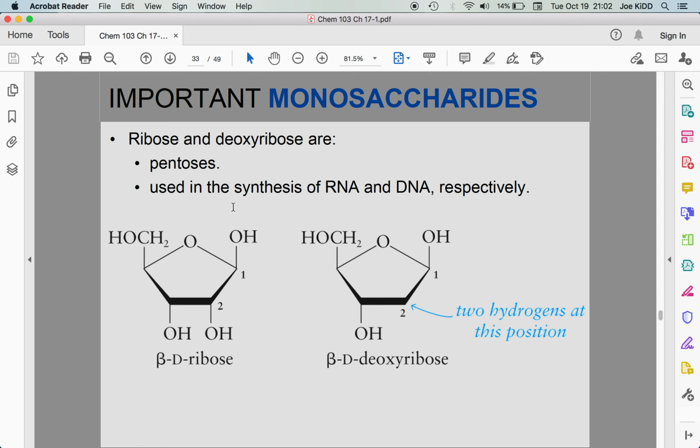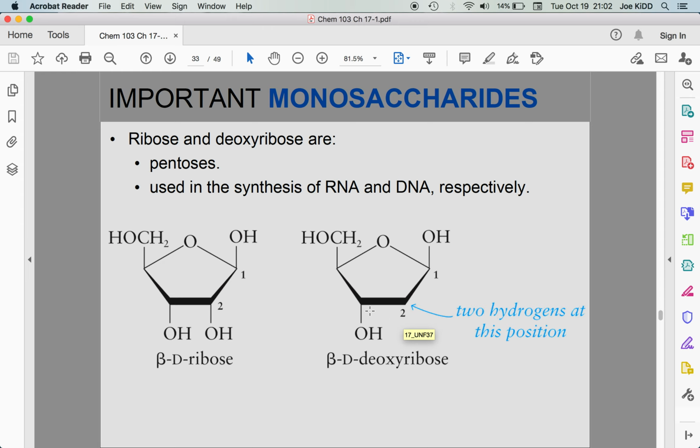So some important monosaccharides that we will talk about again later as we continue through would be ribose and deoxyribose. They're both pentoses and are used to synthesize RNA from DNA. Now, it's not terribly shocking by the name to see deoxyribose and ribose. Deoxyribose simply means that we have lost one of our alcohol groups, and that is about it.